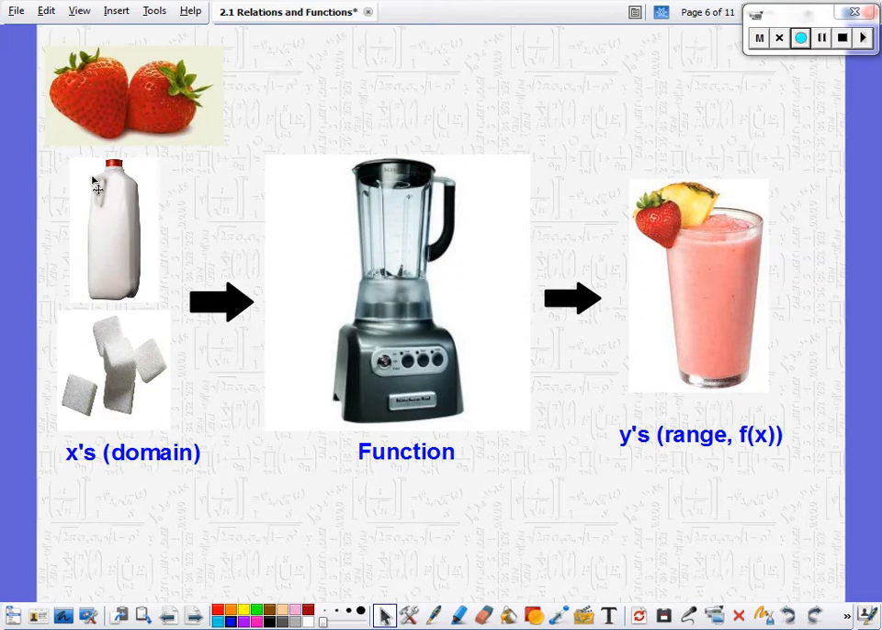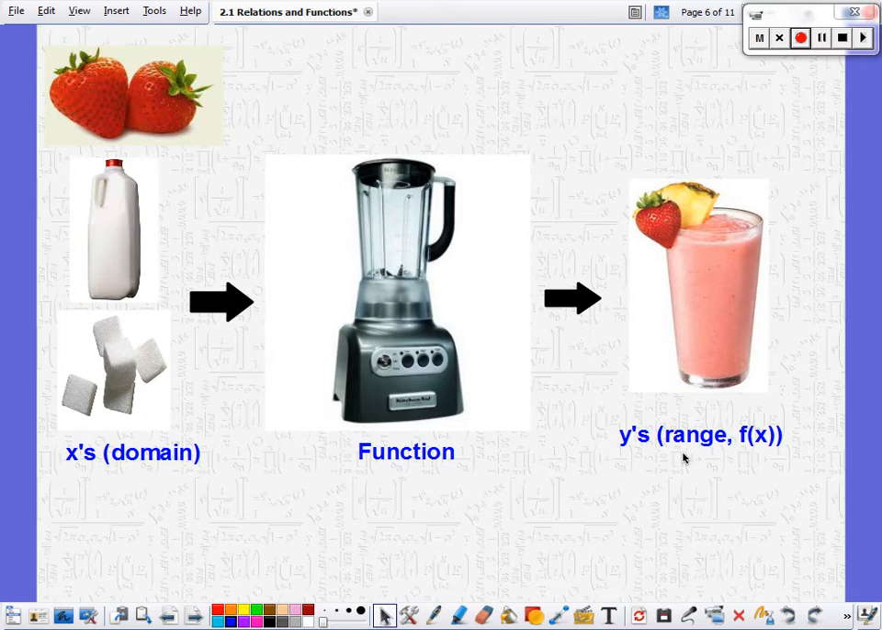Okay. Now, here's a graphical representation of what we're going to be doing. What we have here are some ingredients. These are the domain. This is what I'm going to plug into a function. What's the function I'm going to plug these ingredients into? Well, I'm going to put them in a blender. If I take the right ingredients, the same ingredients every time, plug them in here and hit a button, boom, then what I'm going to hopefully get is this delicious strawberry smoothie. And the result is what we call the y, or the range.